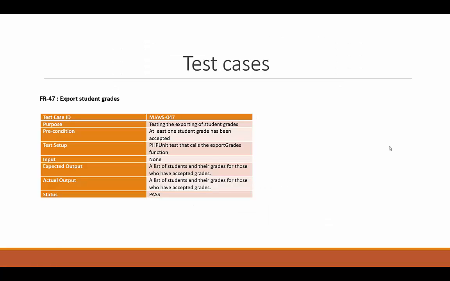Here's a test case for one of the use cases above, which is the export student grades, which we just mentioned. The test setup is such that a PHP unit test calls the export grades function. There is no input, and the expected output is that a list of students and their grades for those who have accepted grades is given. The actual output is the expected output, and thus we say that our test is passed.